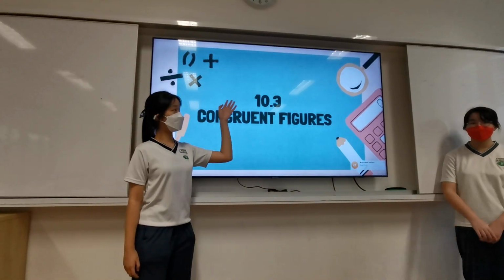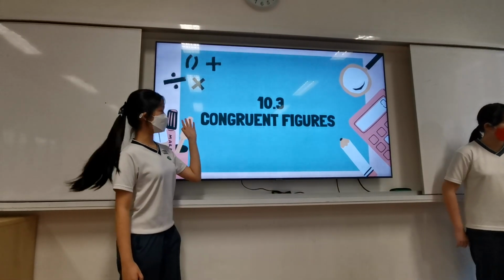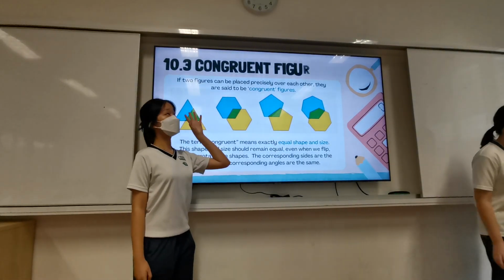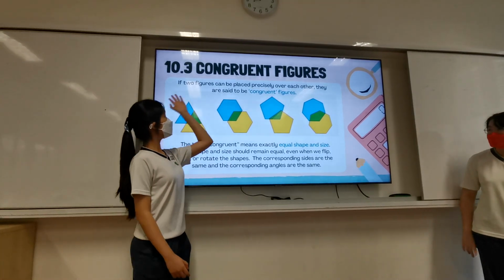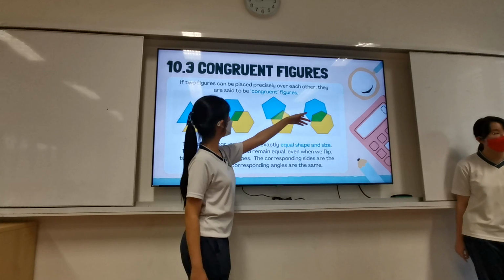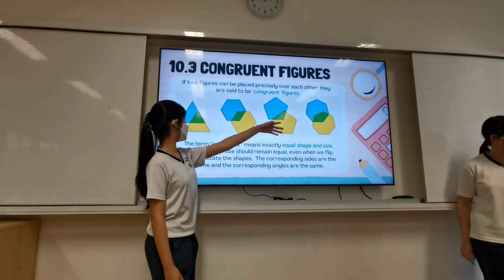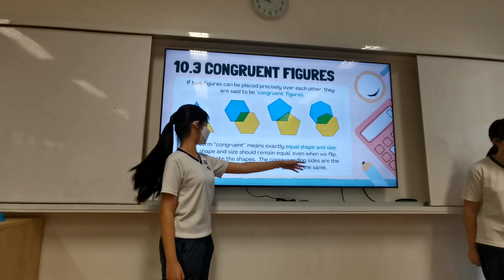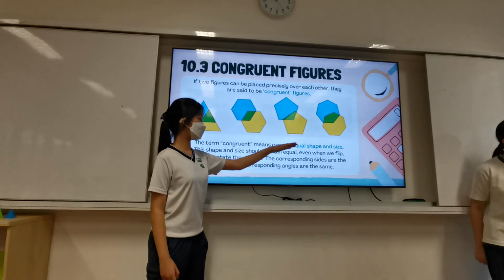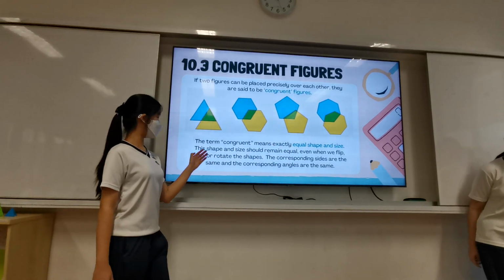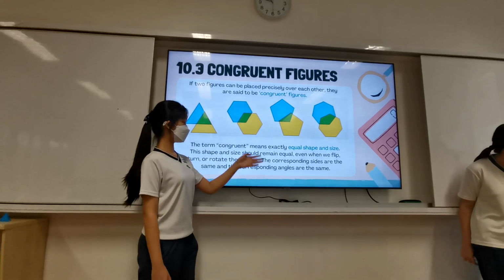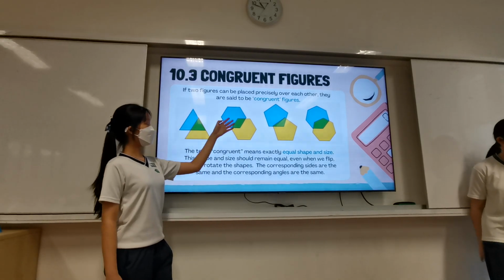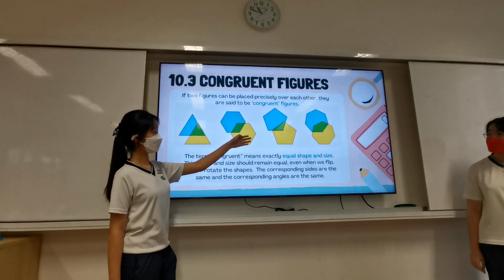Okay, so now we are going to talk about chapter 10.3, which is congruent figures. Next slide. Firstly, what are congruent figures? If two figures can be placed precisely over each other, they are said to be congruent figures. The term congruent here means exactly equal shape and size. This shape and size should remain the same, even when we flip, turn, or rotate the shapes. The corresponding sides and the corresponding angles of the shapes are also the same. For example, here you can see that the blue shape is congruent to the yellow shape.